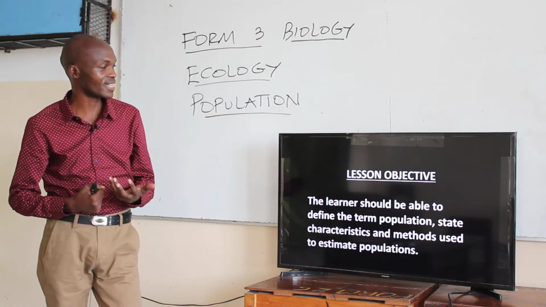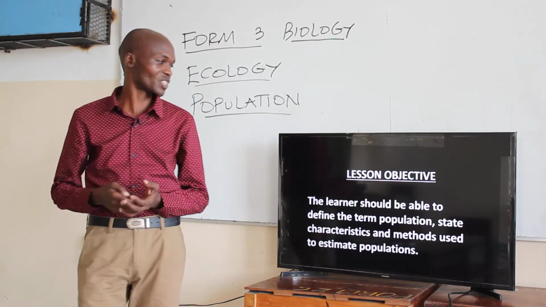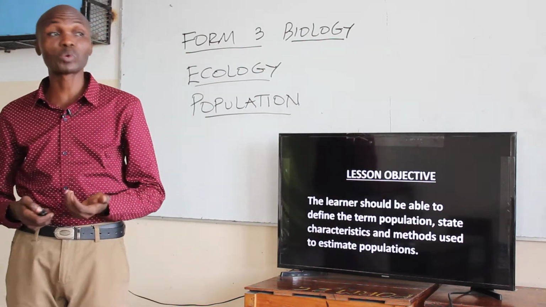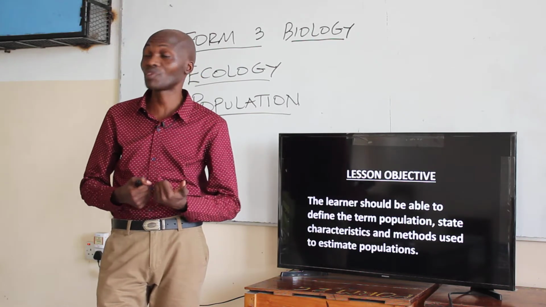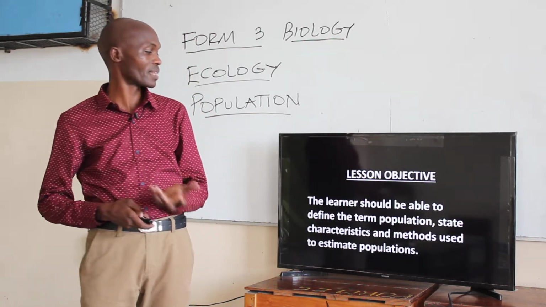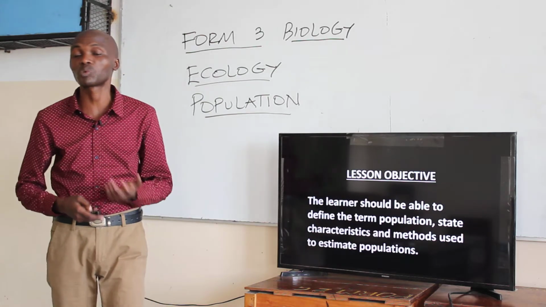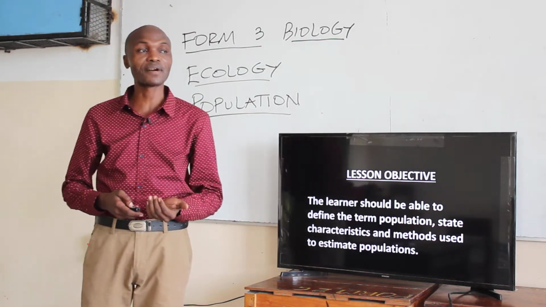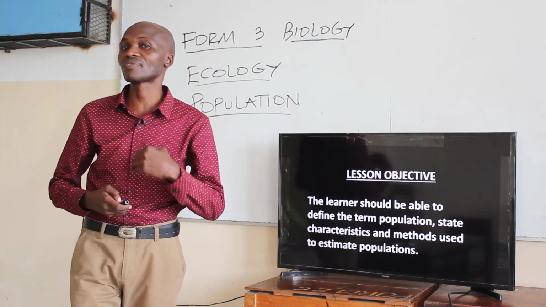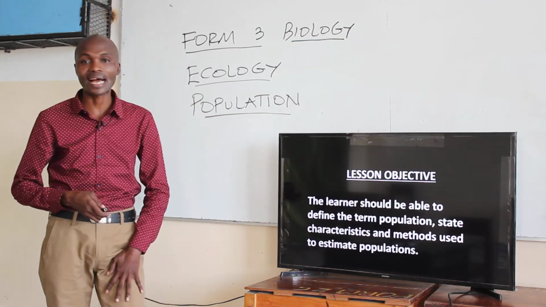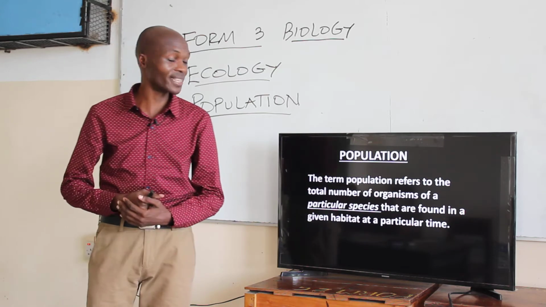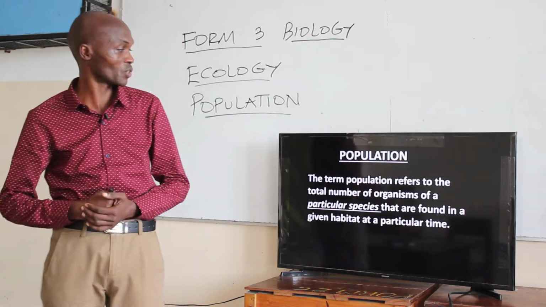By the end of the lesson, I would expect us to be able to define the term population. Equally, we should be able to state characteristics of the population and the basic methods that are used to estimate different populations. By population here, we are referring to population of living organisms, that is basically plants and animals. Let's go straight to the lesson.